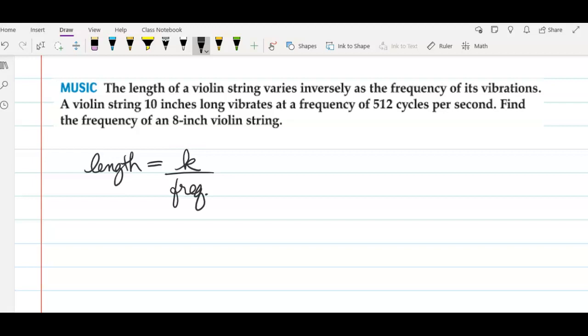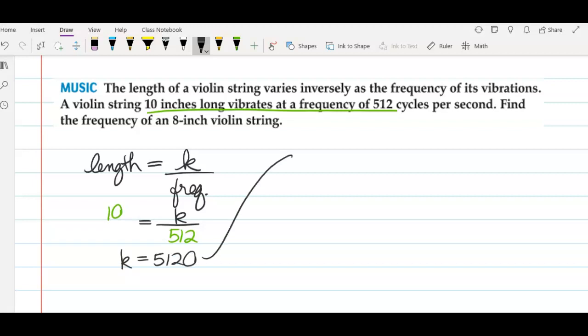A violin string 10 inches long vibrates at a frequency of 512. So that's our given information. 10 inches is my length and my frequency is 512, so that's going on the bottom. Next I solve: k equals 5120. So I create a specific equation. I'm going to use more variables this time: L for length, 5120 for k, because we just solved for k, and finally f for frequency.